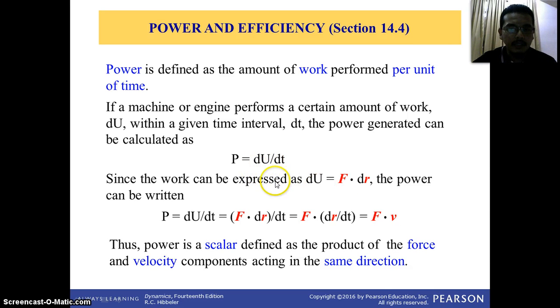In terms of vectors, since the work can be expressed as dU equal to F dot dr, the power can be written by differentiating: F dot dr over dt, which is equal to force multiplied by velocity, F dot v. This power is a scalar, defined as the product of force and the velocity component acting in the same direction. So we have two formulas for power: force times distance divided by time, or force multiplied by velocity.